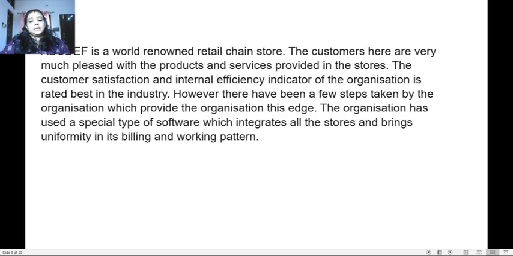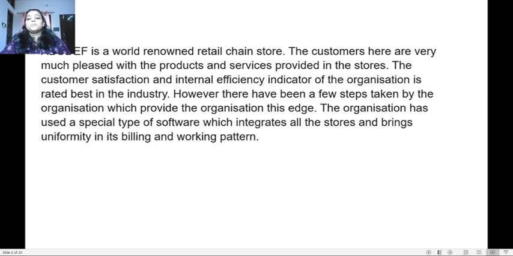The ABCDEF is a world renowned retail chain store. The customers here are very much pleased with the products and services provided in the store. The customer satisfaction and internal efficiency indicators of the organization are rated best in the industry. However, there have been a few steps taken by the organization which provide it this edge. The organization has used a special type of software, make a note, which integrates all the stores and brings uniformity in its billing and working pattern.